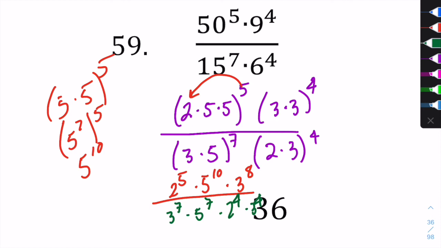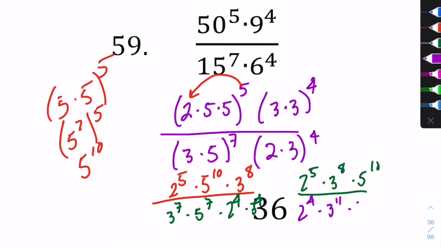Okay, let's look for anything we can combine. In the numerator, I don't see anything. I'm going to put them in order from least to greatest in terms of bases. So 2 to the 5th, 3 to the 8th, 5 to the 10th. And the denominator here, 2 to the 4th. Now I have 2 bases with 3, so that's going to be 3 to the 11th power and 5 to the 7th.